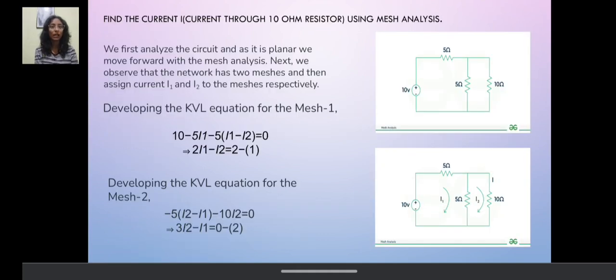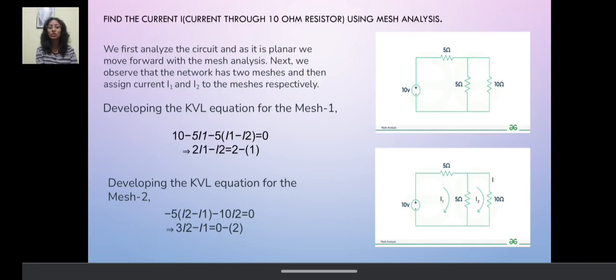Find the current I through the 10 ohm resistor using mesh analysis, and this is example 2 for mesh analysis. We first analyze the circuit; as it is planar, we move forward with mesh analysis. Next, we observe that the network has two meshes and then assign currents I1 and I2 to the meshes respectively. And this is the diagram. As shown, 5 ohm, 5 ohm and 10 ohm resistors are used and a 10 volt AC voltage source is used. So let us look at the solution.